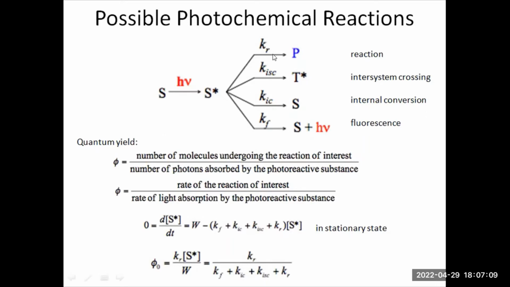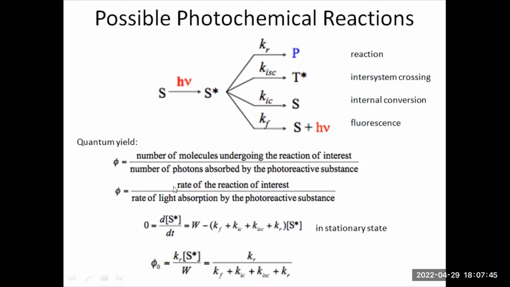So to define these probabilities, they can be different. So we call that quantum yield. So the quantum yield is just the number of molecules undergoing the reaction of interest. It can be any one of these reactions. We can have not only one reaction here, we can have many different photochemical reactions going to many different products. Okay, so the number of molecules undergoing the particular reaction of interest over the number of photons absorbed by the substance.